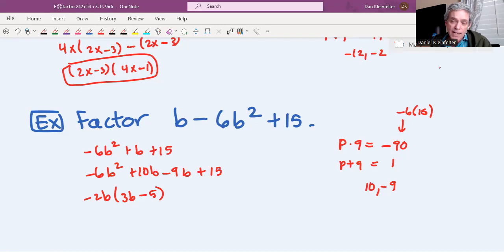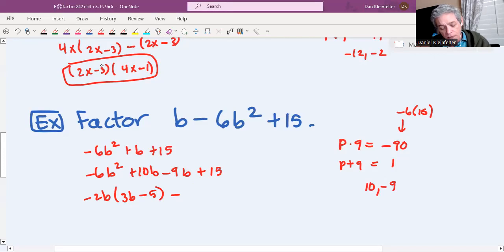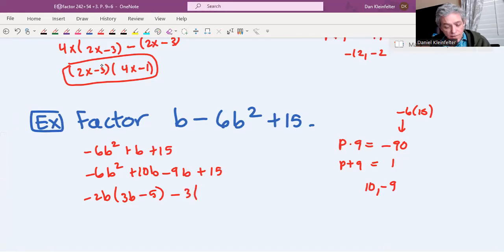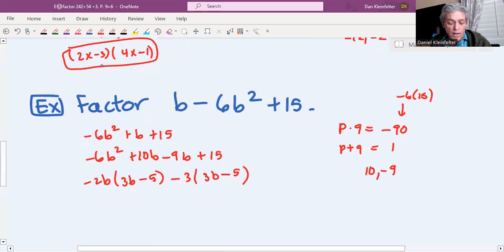So in the back here, I've got negative 9b plus 15. If I just brought out a plus 3, we'd have negative 3b plus 5. And that doesn't look exactly the same. I need it to be exactly the same as the first part. Otherwise, it's not a common factor. So instead of bringing out plus 3, let's make it a negative 3. So negative 3 comes out. And so we'll have 3b minus 5. Okay, so now we have a common factor of 3b minus 5.